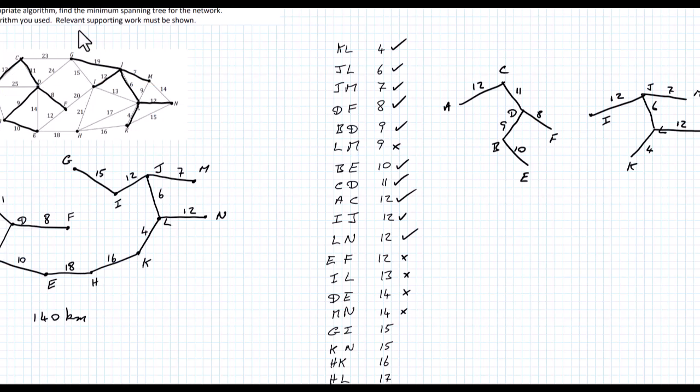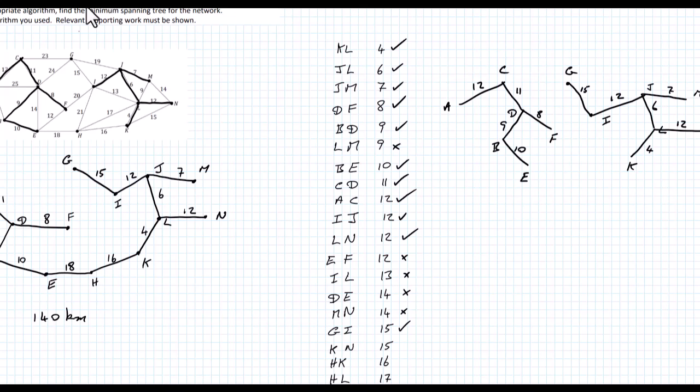So G to I we can use. G is up here, and that goes down to I, and that has a weight of 15. Okay, so G to I we can use. G will be here, and I is down here. So we'll join that up, and that has a distance of 15. Okay, so G to I.